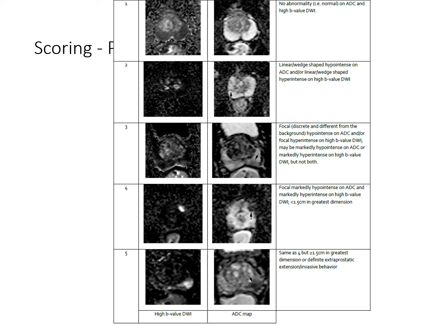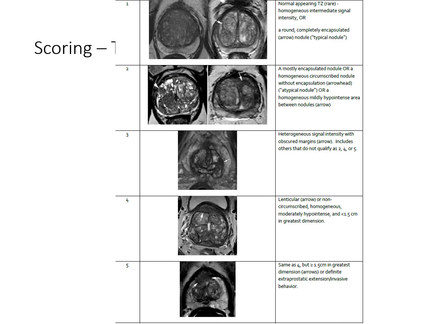So if you have high signal on the high B value and low signal on the ADC, then that's going to be at least a PIRADS 4, okay? And if it's above a certain size, above 1.5 centimeters, then it becomes PIRADS 5, or if there's some extension beyond the gland. And then there are further grades, as you go to a lower score, then you have more detail to explain that, okay?